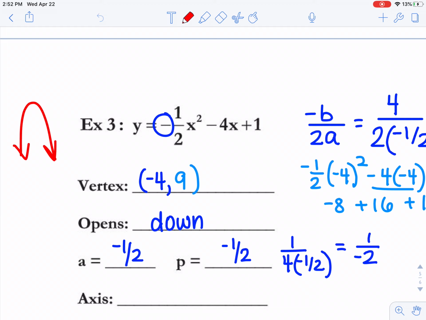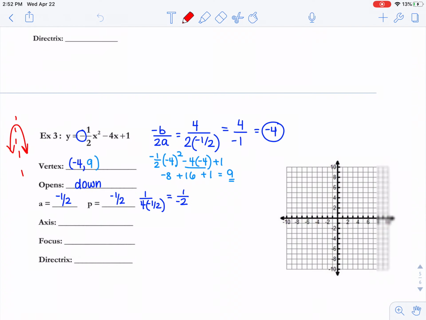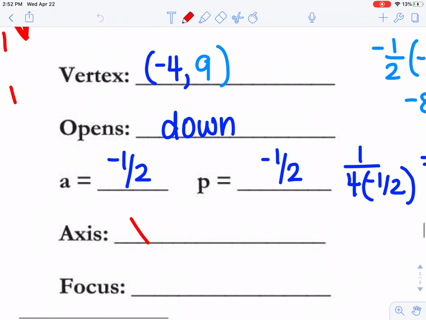I kind of sometimes need a visual to remind myself that the axis of symmetry will be a vertical line. So that's x equals negative 4. Axis of symmetry is going to be the same as the x value of the vertex.